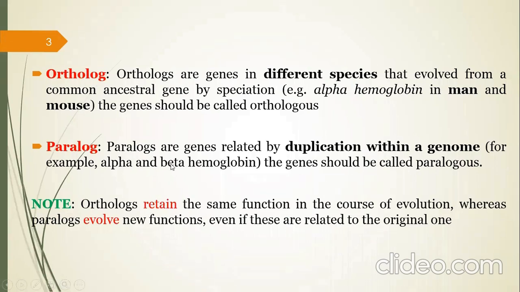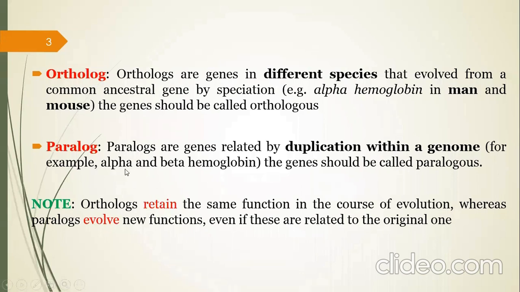So this is actually the addition to paralogs and orthologs. To retain the same function over the course of evolution, orthologs retain the function. That means in mouse and man, the alpha hemoglobin will have the same function, whereas paralogs, two genes that evolve from the same ancestor that duplicates, will have different functions.